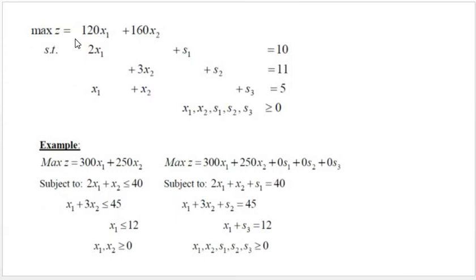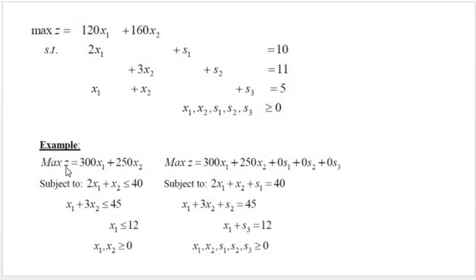So we get maximize z equal to 120x1 plus 160x2 subject to 2x1 plus s1 equal to 10, 3x2 plus s2 equal to 11, x1 plus x2 plus s3 equal to 5, x1, x2, s1, s2, s3 are all greater than or equal to 0.